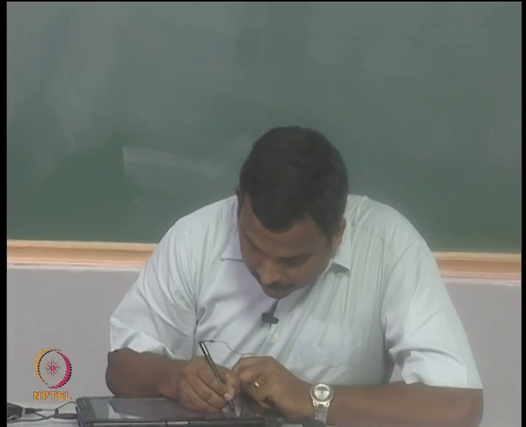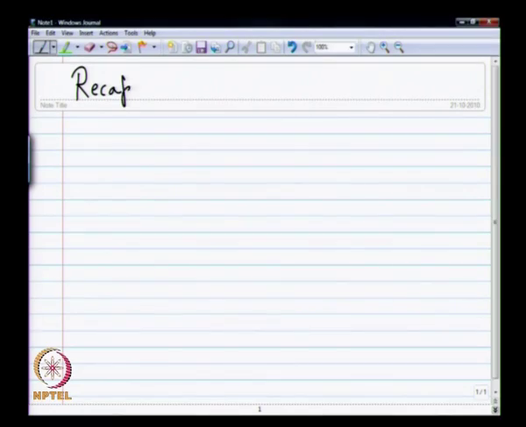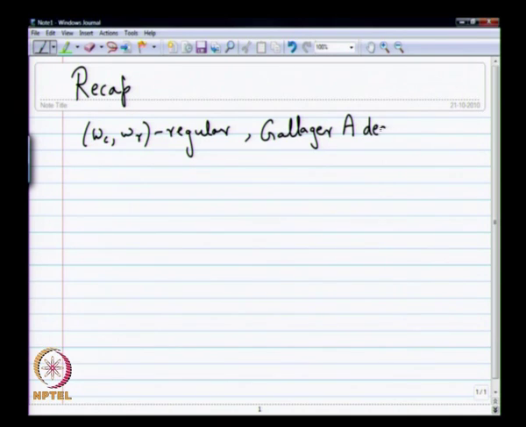Okay, so let us begin once again with a quick recap. What we did mostly was to look at (WC, WR) regular LDPC codes, and we looked at Gallager A hard decision decoding algorithm. Essentially this is an iterative message passing decoder. It operates on the Tanner graph.